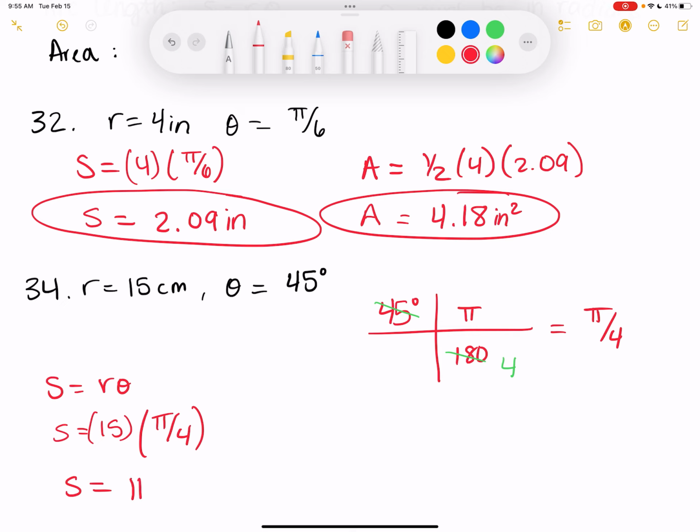11.78 inches. Wait, it's not inches, it's centimeters. I didn't write any units on my paper, so I was like, wait.